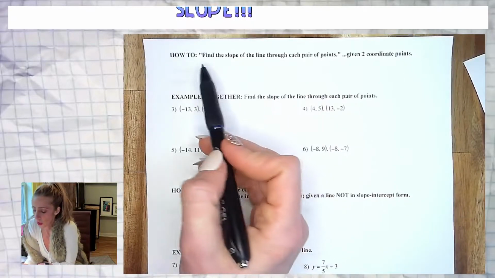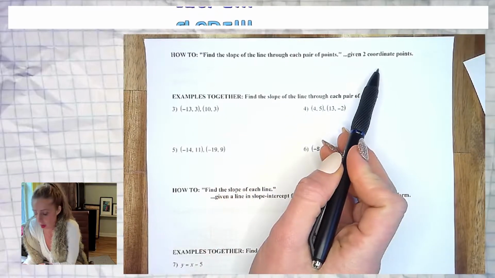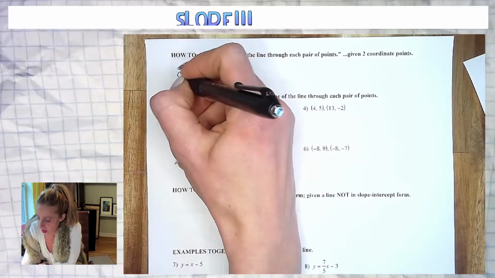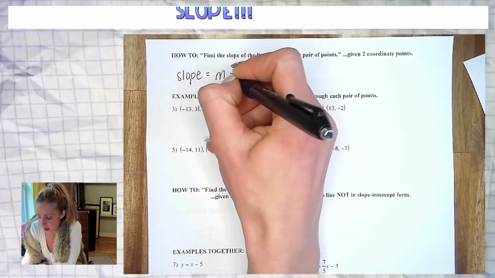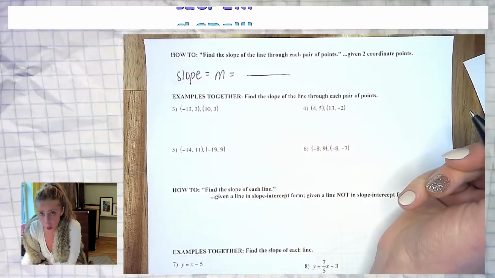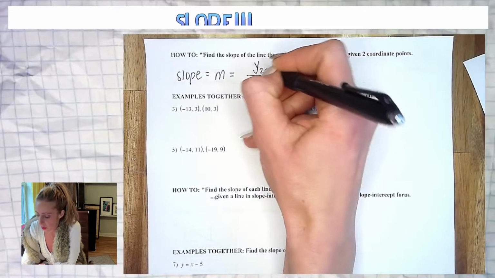Here in this recording, we're going over how to find the slope of a line through a pair of points when you're given 2 coordinate points. Not much to go over here if you saw the previous video. The slope of a line, again, the letter M for its symbol. When you're given a pair of points, 2 coordinate points, we are going to bust out that formula.